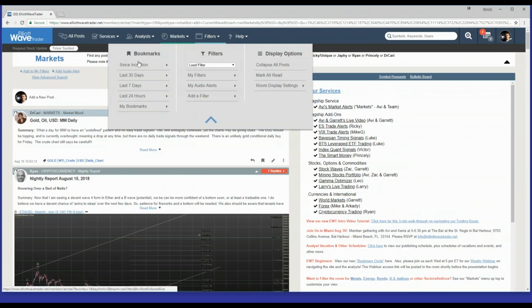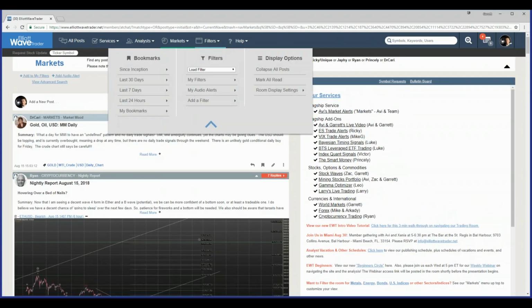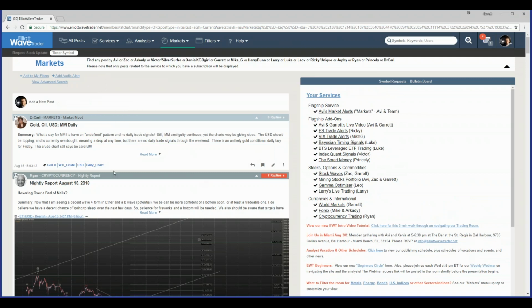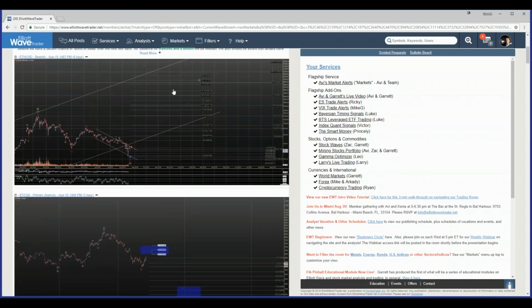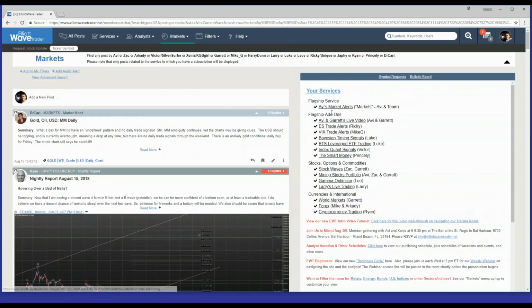Or you can set up your own personal filters based on a lot of different categories that you care to customize. So again, I would initially focus on one service, figure out what you're used to trading or what you're interested in learning how to trade, and take it one step at a time to begin with, as far as looking at all the different analysis at once.